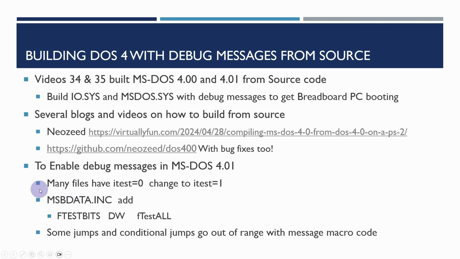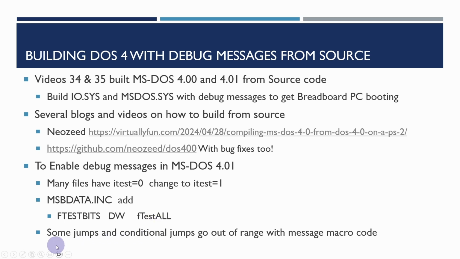Now to enable the debug messages, many files have itest equals 0, so it's just necessary to change those lines to itest equals 1, and that will control whether or not the debug macros include the message information. And there's also msbdata.inc, which has a setting for the test bits, and if we set the test bits here to ftest all, that will enable all debug messages.